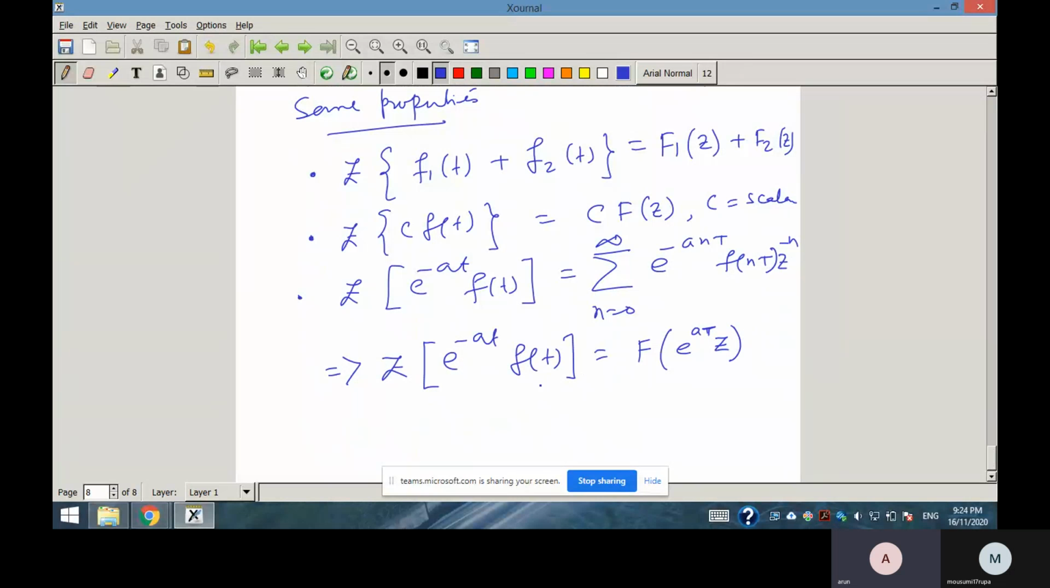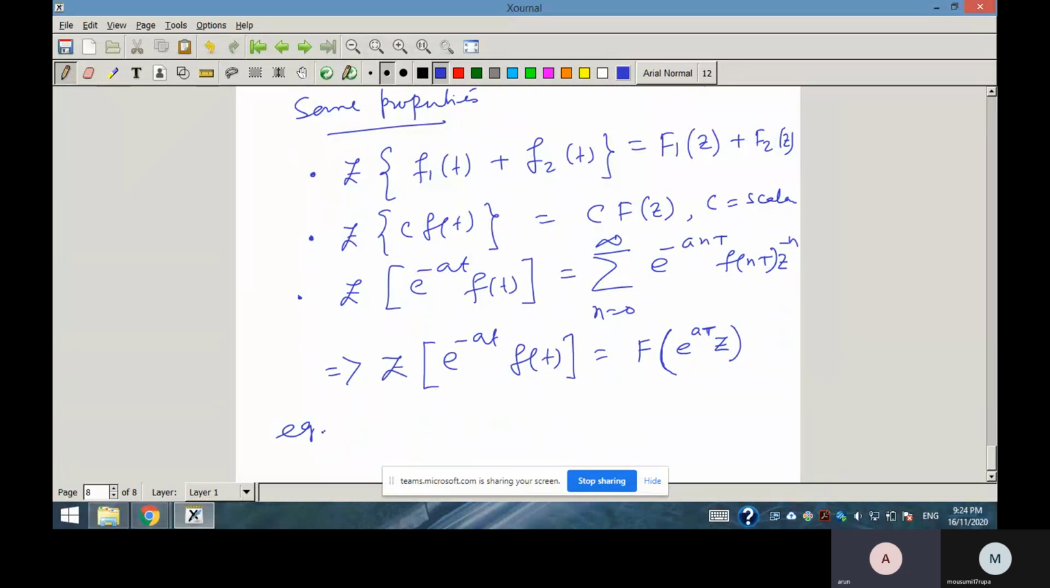So ft into z means, just z will be replaced. Suppose the Z transform of ft is Fz. So the Z transform of e to the power minus aT into ft will be just Fz with z replaced by e to the power aT into z.